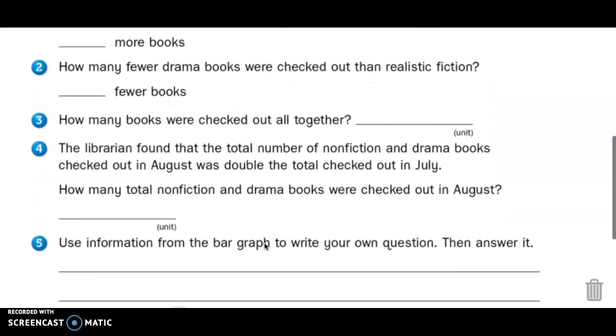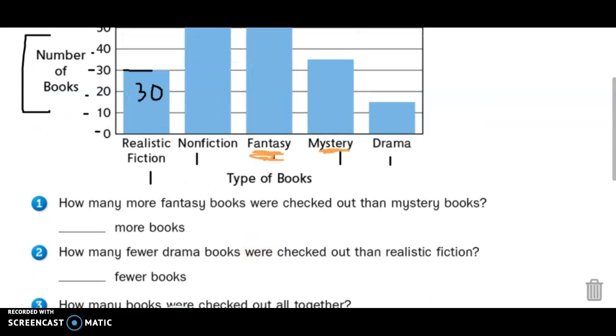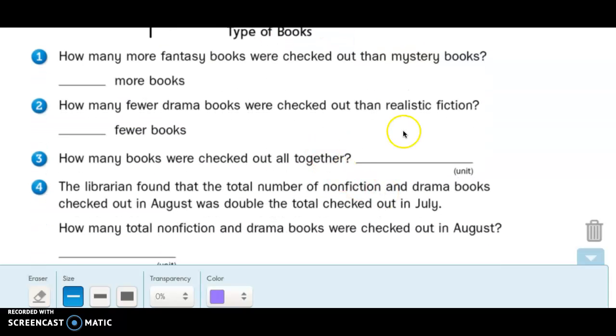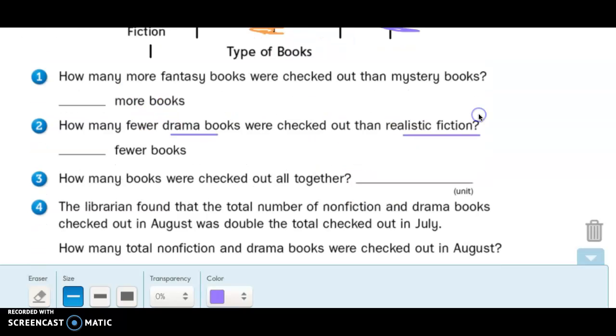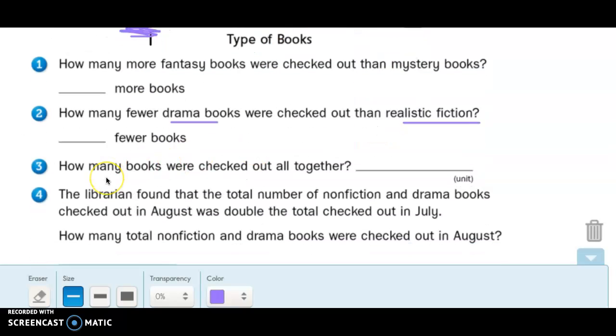Number 2, how many fewer drama books were checked out than realistic fiction? So again, I would look at drama, and maybe drama is going to be purple. I'm going to look at drama, and then I'm going to look at what? Drama and realistic fiction. It says how many fewer in drama than there is in realistic fiction. That means we know that drama has less, but how many less? 30 take away, how many does drama have? 30 take away what? And then write your answer for number 2.